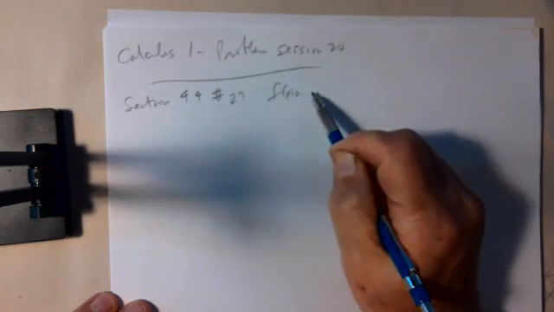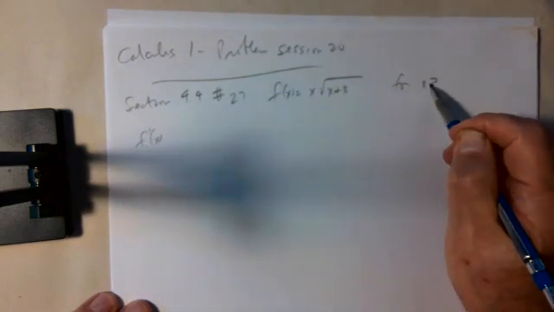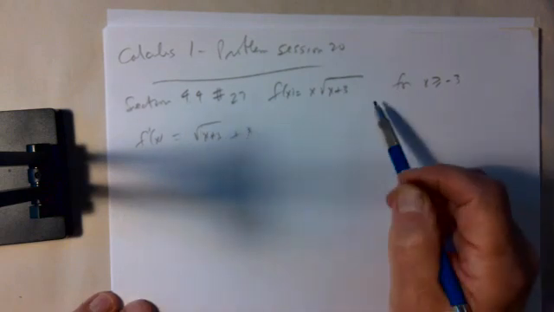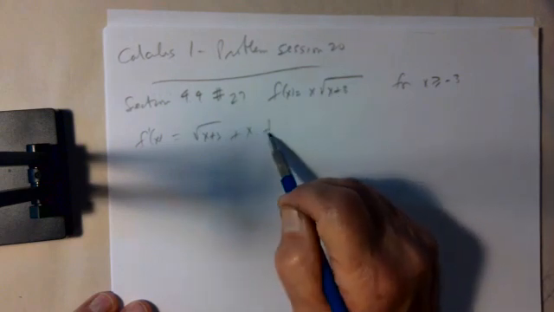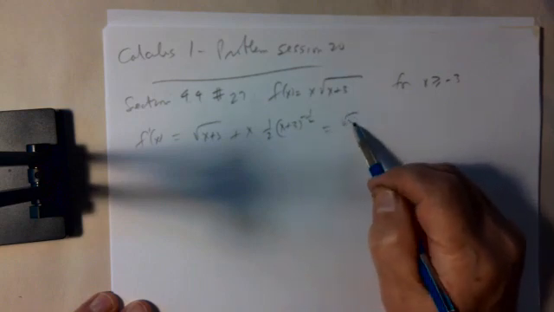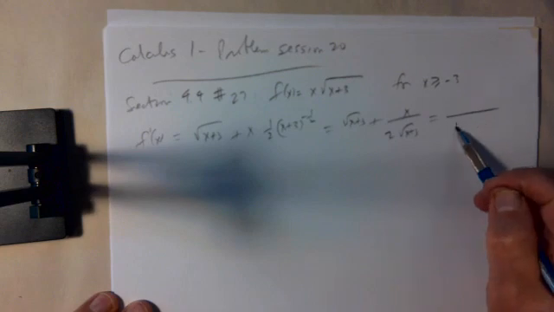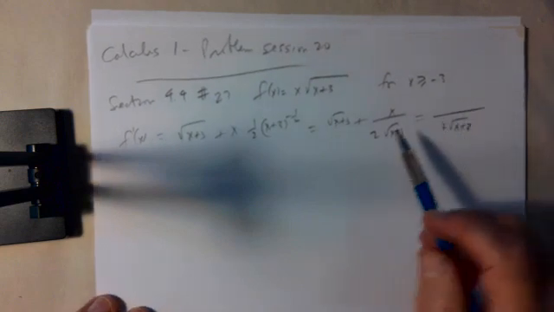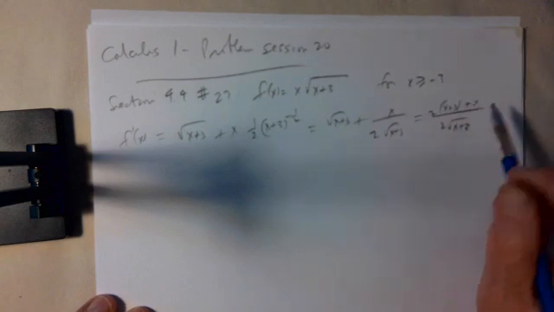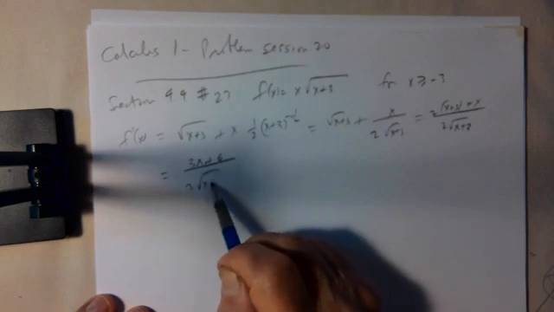You have the function f of x equals x times the square root of x plus 3. This is defined for all x greater than or equal to -3. And the first derivative is the square root of x plus 3 plus x times the derivative of the square root of x plus 3. That's 1/2 x plus 3 to the minus a half. So this is the square root of x plus 3 plus x over 2 times the square root of x plus 3. And if I put that over a common denominator of 2 times the square root of x plus 3, I get 2 times x plus 3 plus x, which is 3x plus 6 over 2 times the square root of x plus 3.